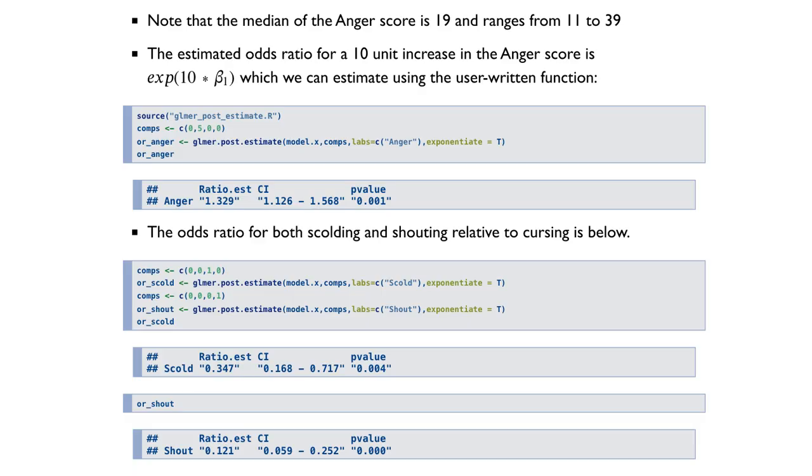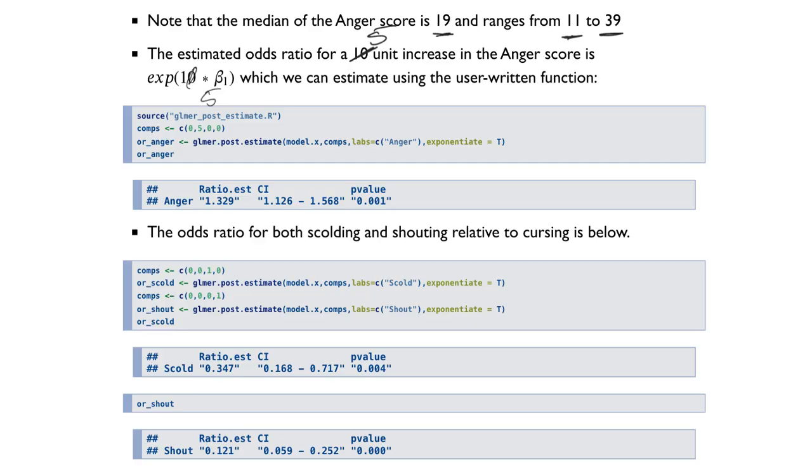How do we interpret this when we get it? So anger score, the median's 19, ranges from 11 to 39. It probably goes from 10 to 40 or something like that in its range. I don't know for sure what the scale is for this anger score. I think bigger is more angry. So if I wanted, for 10 units, of course I didn't do that here, so I'm going to put 5 units.